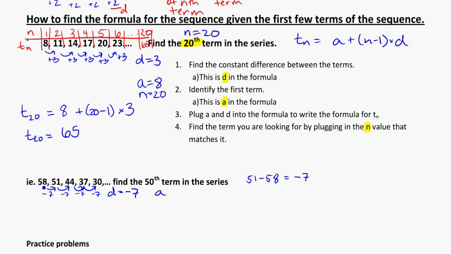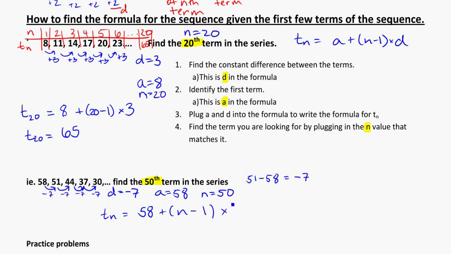A, remember, is my first term. So a is equal to 58. And they're telling me to find the 50th one, so that tells me that my n is equal to 50. And I now have enough to plug into my formula. So again, if I had t sub n is equal to a plus n minus 1 bracket times d, you don't have to write that out that way if you don't want, a is equal to 58, just showing you directly how I plug this stuff in again.